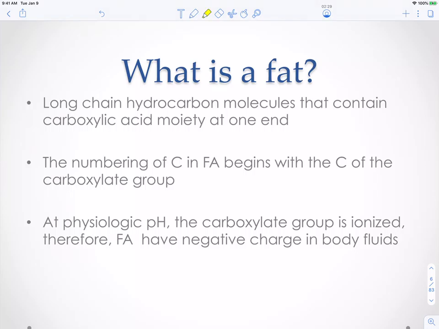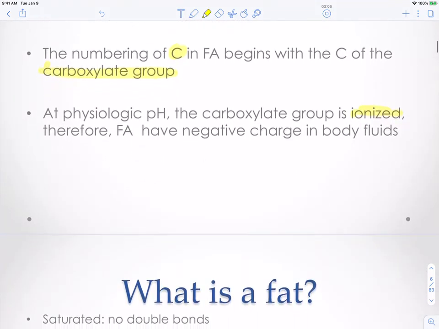So for our startup, let's just talk first about what a fat is. Fats are hydrocarbon molecules, and they have to have a carboxylic acid at one end. For numbering, the numbering of the carbon in the fatty acid always is going to begin with the carboxylic group, and then it's going to number sequentially afterwards. At a physiologic pH, the carboxylic group is ionized, and so the fatty acid does have a negative charge in body fluids. However, it is so overly hydrophobic, it still needs to be carried by serum albumin when it's being circulated in the body.